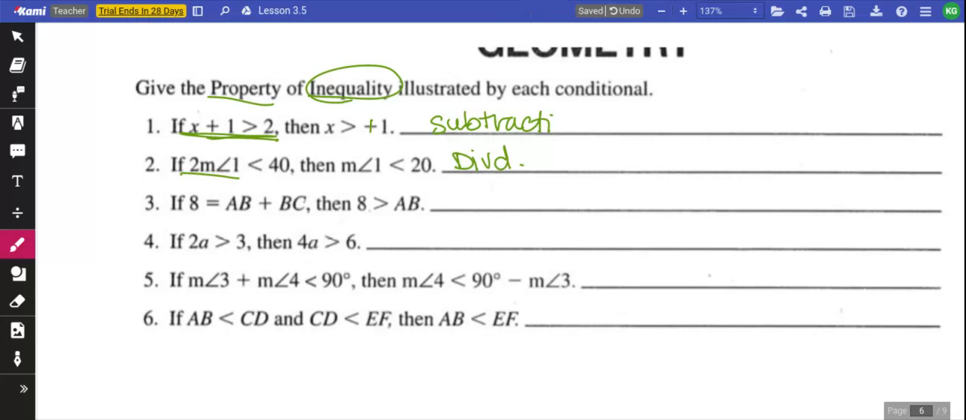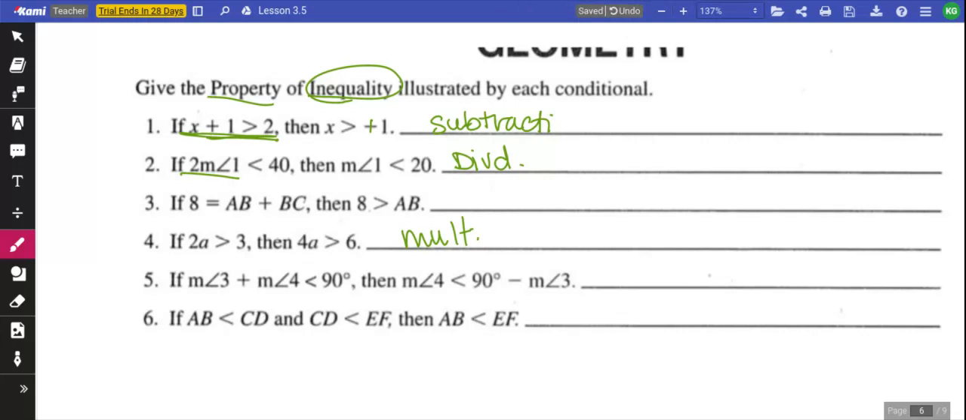If 8 equals A plus B, then 8 is greater than side AB. I'm not quite sure what they're trying to get at. I feel like we need to have more information for that one. Number 4, if 2A is greater than 3, then 4A is greater than 6. Well, they multiplied both sides by 2.